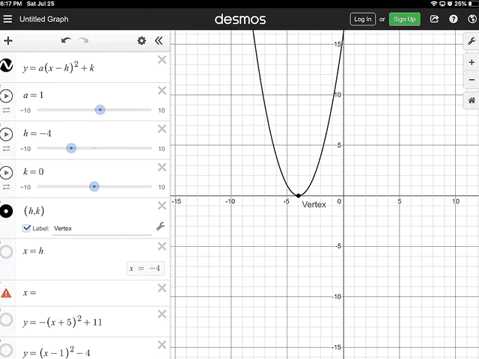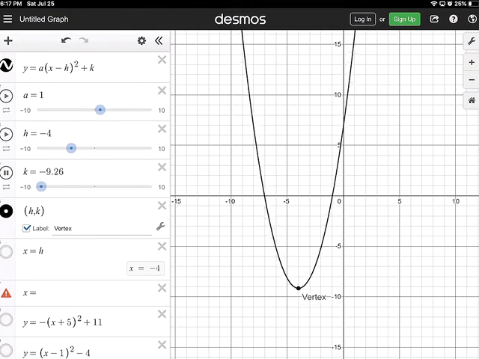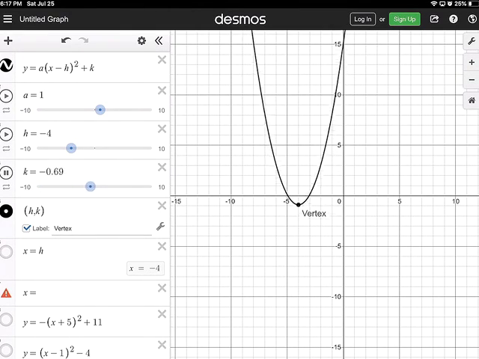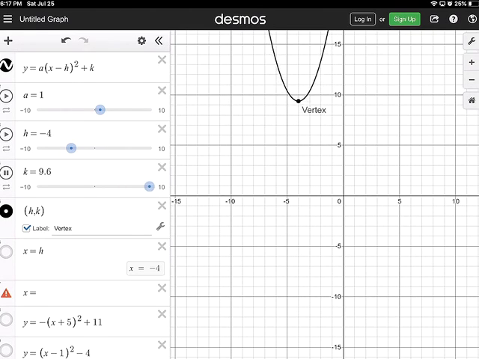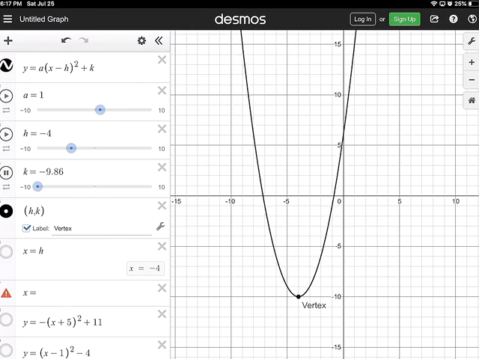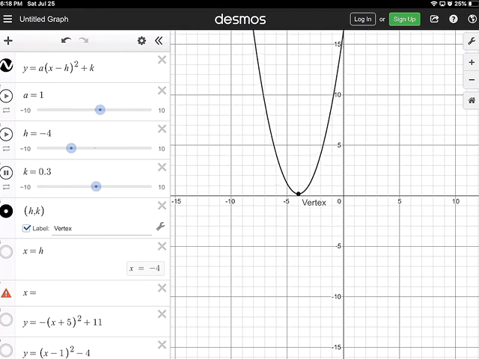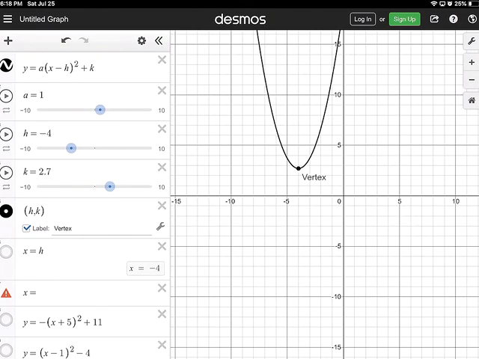Our value for k, if we play with k, k is actually going to move it around up and down. And that's our center point. Our whole graph just kind of moves around. Okay. So we're going to stop it right there. I have labeled the center value. That h, k is our vertex.